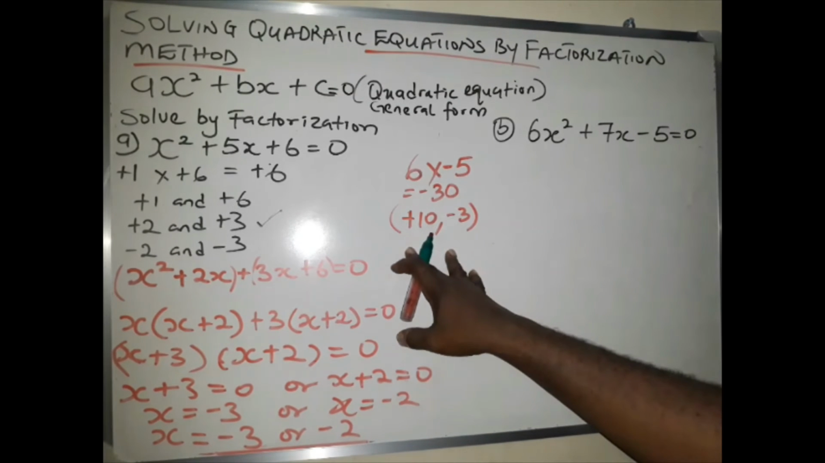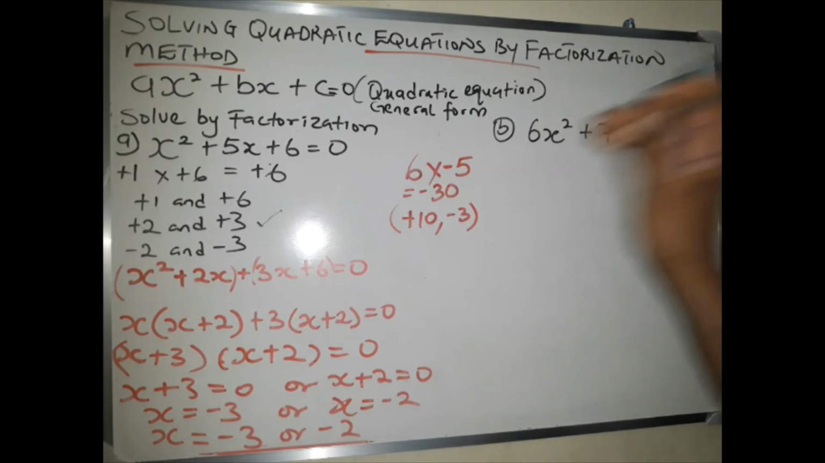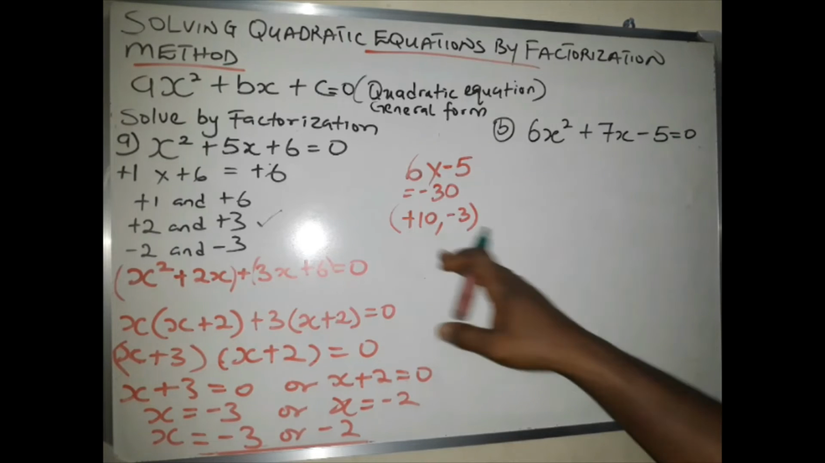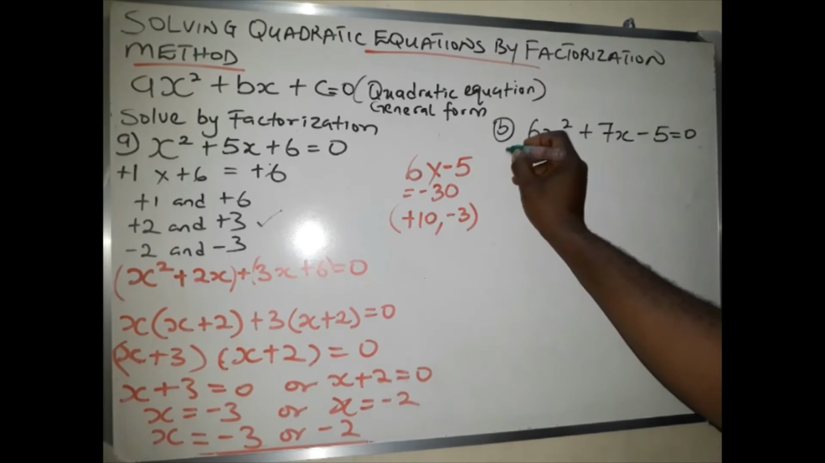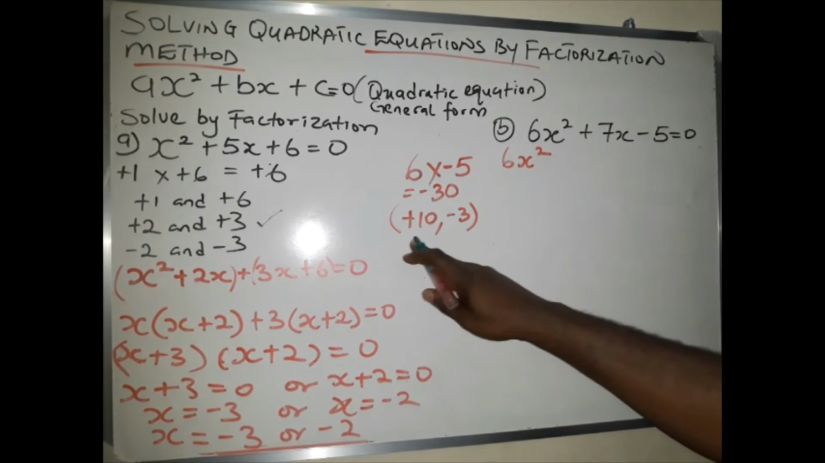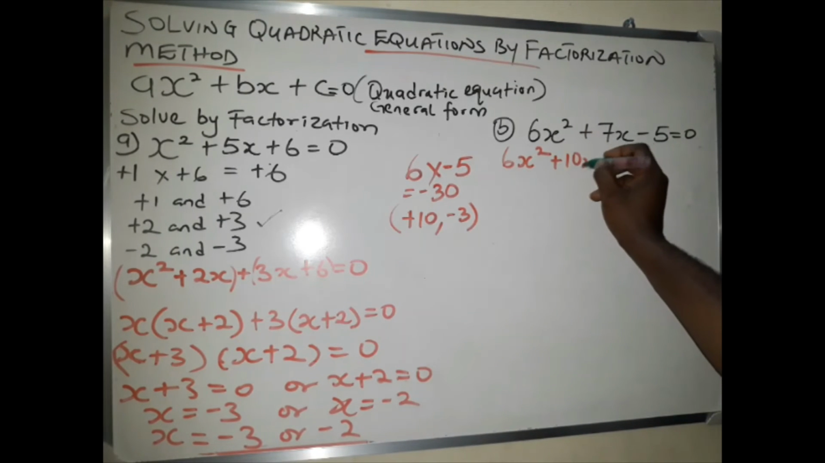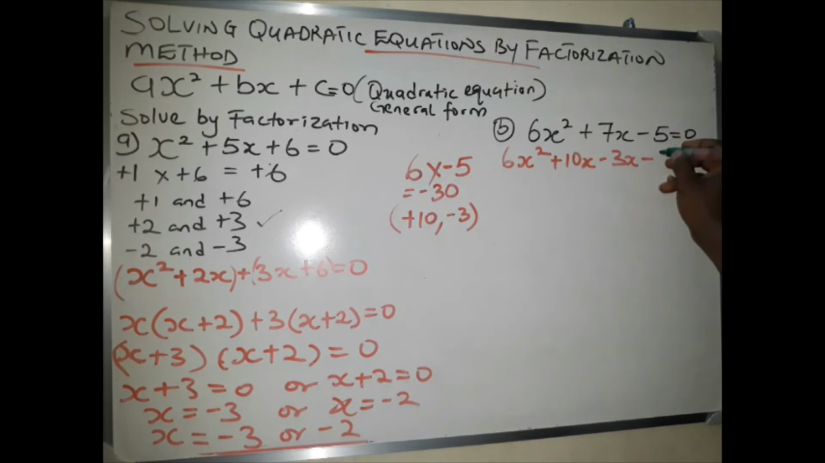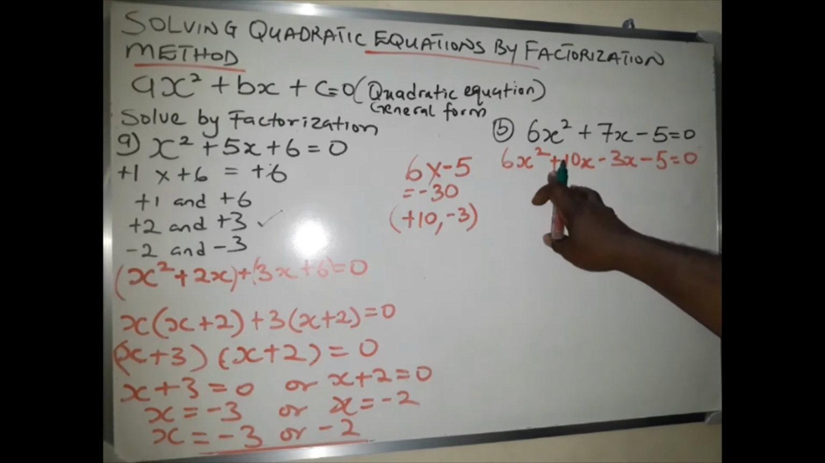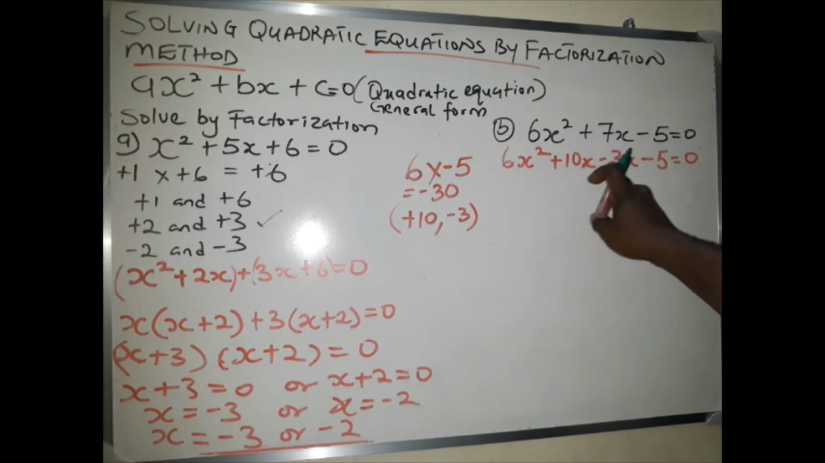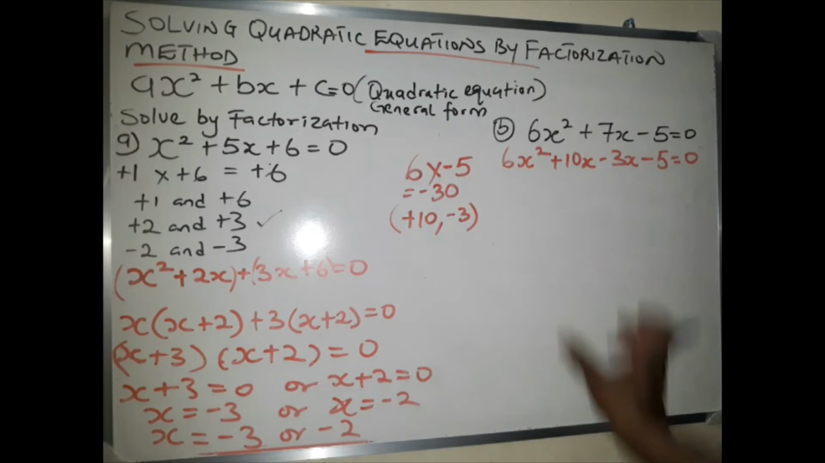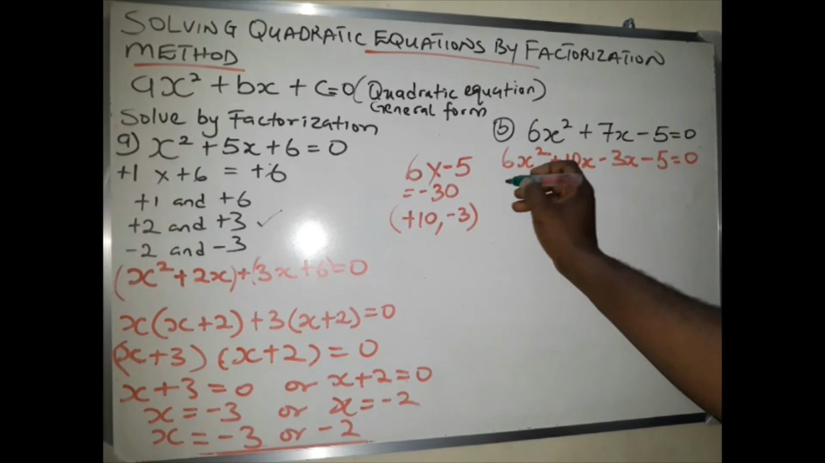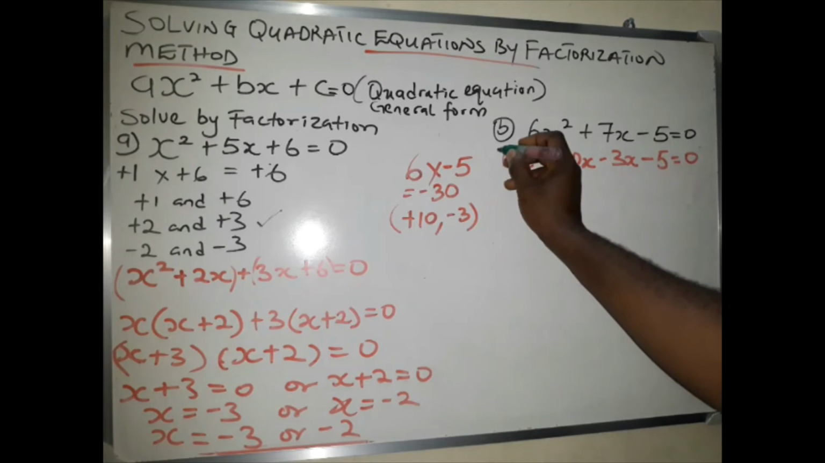So what do we do now? Now that we've gotten the two numbers, we take out plus 7x and put these two numbers in its place. So what we have here is 6x squared plus 10x minus 3x minus 5 is equal to 0. You can see that 10x minus 3x gives you plus 7x. So what are you going to do next? You're going to group them 2 by 2. So you now say, okay, let me group this here and here.